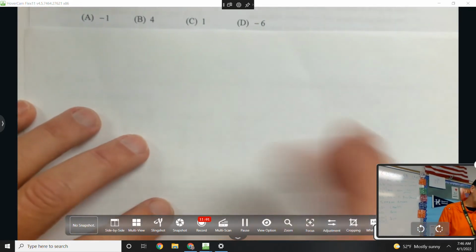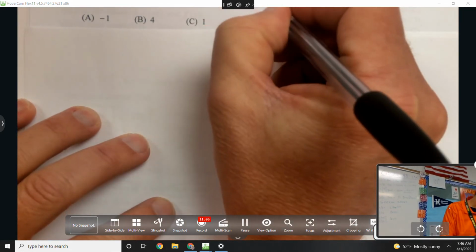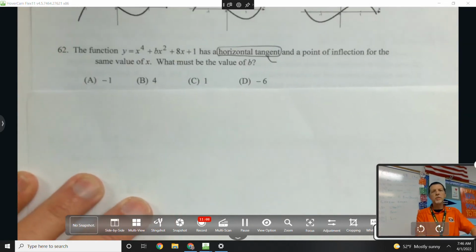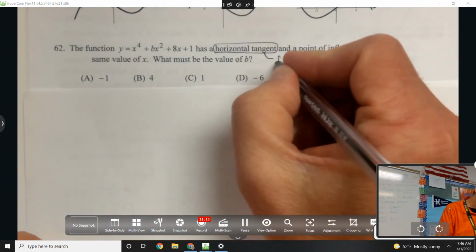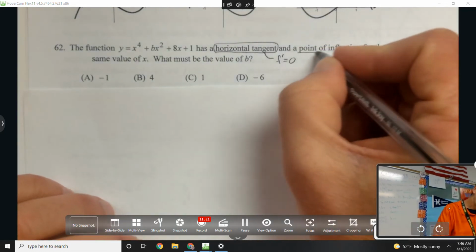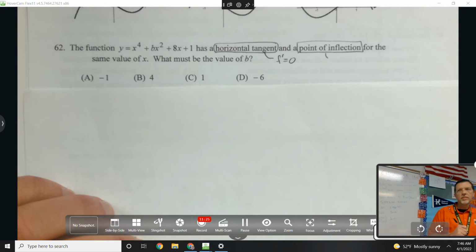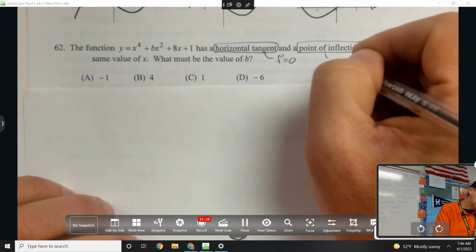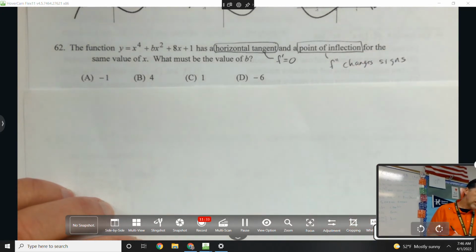The function, that thing, has a horizontal tangent. Horizontal tangent, what's that mean? You can see it there. What's 0? Slope is 0, f prime is 0. So when I see horizontal tangent, I'm thinking f prime is 0. Point of inflection, what's that mean? F double prime changes signs. Okay, for the same value of x, what must the value of b be?